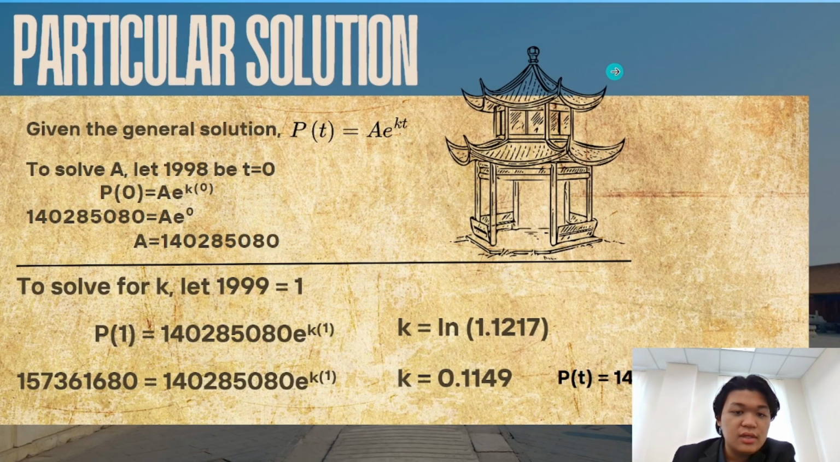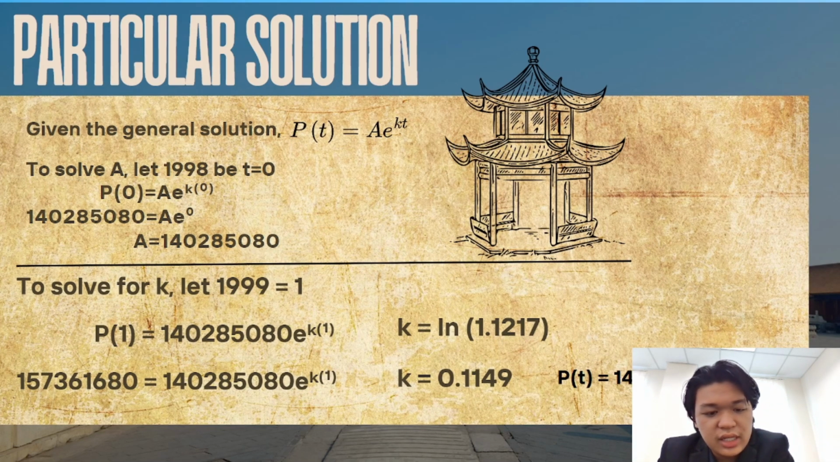Hello, I will tell you about how to find the particular solution. Given the general solution is P(t) equals A e to the power of kt. To solve for A, we let 1998 be t equals 0. Substitute 0 into t, and we get A e to the power of k times 0. In 1998, the CO2 emission is 140285080, which equals A e to the power 0. So e to the power 0 equals 1, and we got that A equals 140285080.